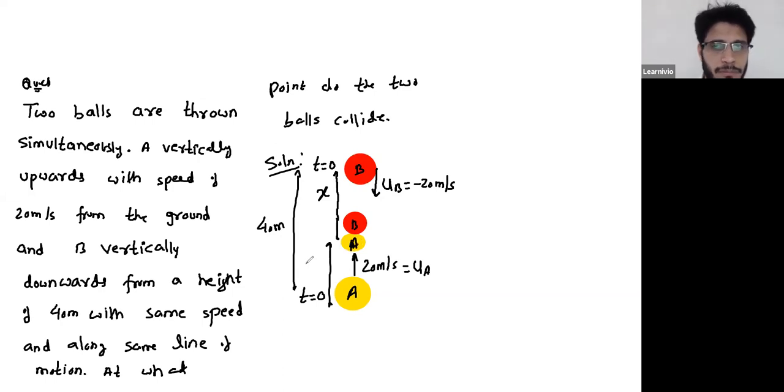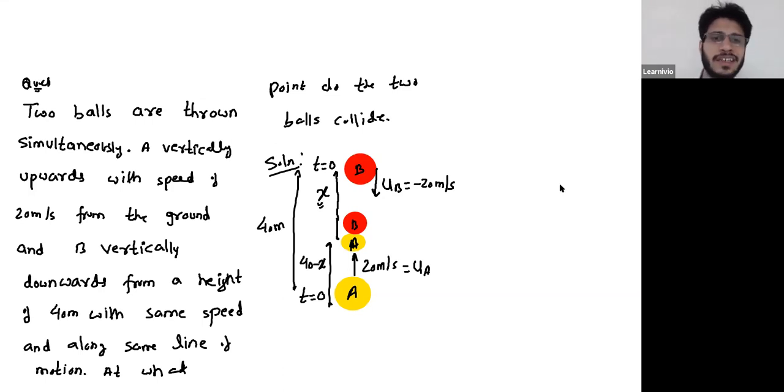X minus 40. X plus 40. 40 minus X. 40 minus. Total is 40. This much is X, so it would be 40 minus X. So you're supposed to calculate this X.